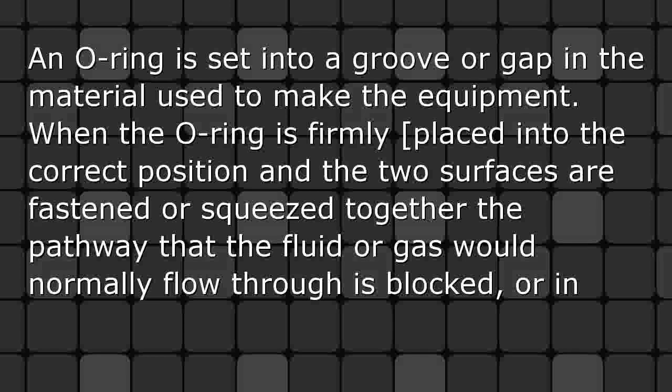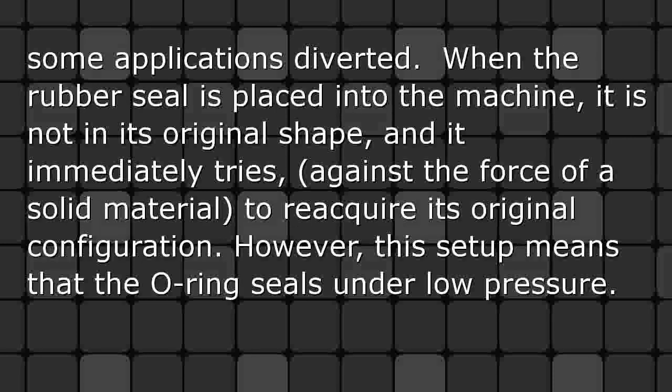How does an O-seal work? An O-ring is set into a groove or gap in the material used to make the equipment. When the O-ring is firmly placed into the correct position and the two surfaces are fastened or squeezed together, the pathway that the fluid or gas would normally flow through is blocked, or in some applications diverted. When the rubber seal is placed into the machine, it is not in its original shape, and it immediately tries, against the force of a solid material, to reacquire its original configuration.